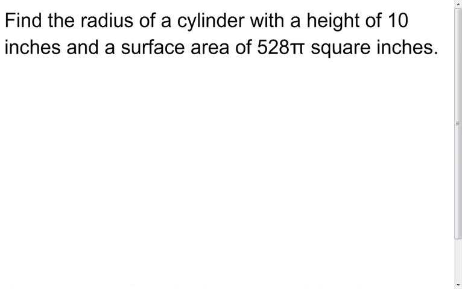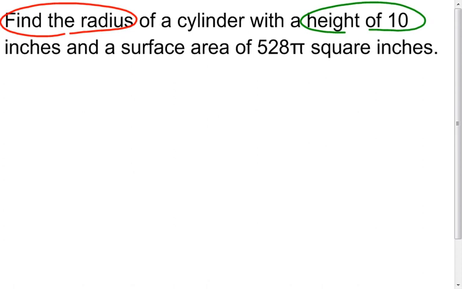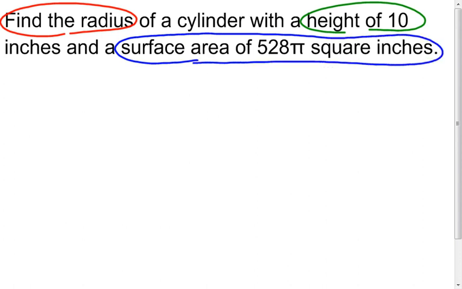In my next problem, notice it wants us to find the radius. We have to figure out how long is that radius, and we know the height is 10 inches, and we know the total surface area of the cylinder is right here at 528 pi square inches.